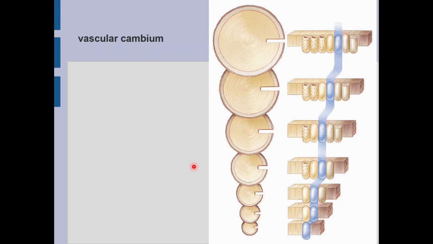And throughout the growth, we can see a radial view of vascular cambium cells. So actually this is a vascular cambium that gives growth to the secondary xylem here and phloem here. So this is the phloem, this is the xylem.